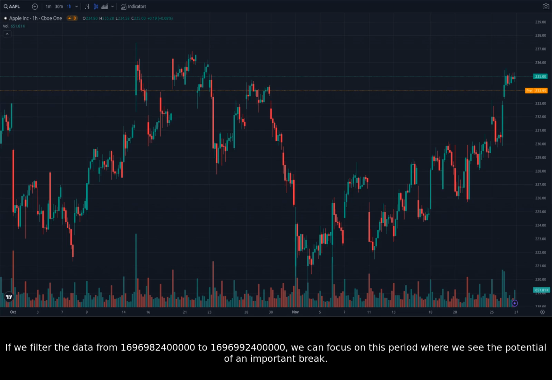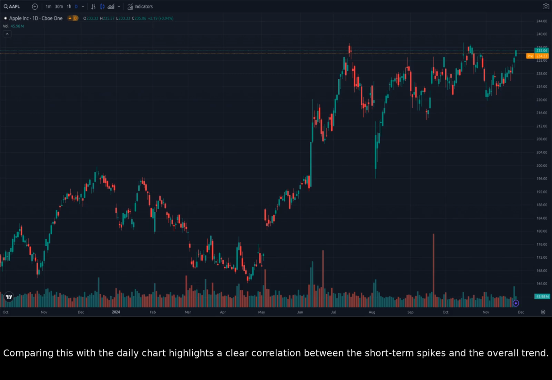If we filter the data from 1696982400000 to 1696992400000, we can focus on this period where we see the potential of an important break. Comparing this with the daily chart highlights a clear correlation between the short-term spikes and the overall trend.